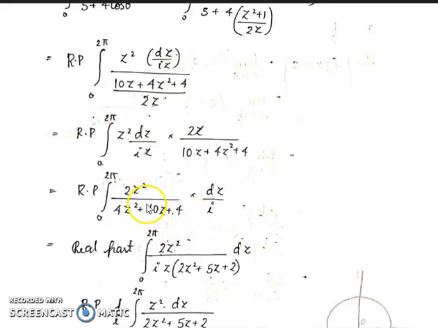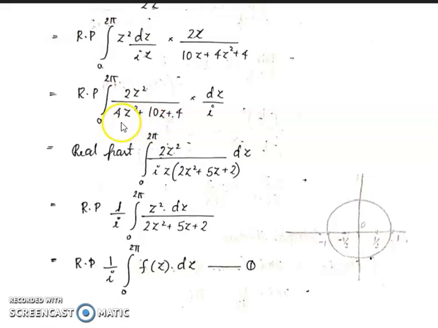Here can you cancel any more terms? Yes, I will simplify it further. From this you can take 2 as a common term. So this is not z, this is 2. 2 into 2, 5, 2. Now this 2 and this 2 will be eliminated. So you have only 1 by i, integral 0 to 2π of z square by 2z square plus 5z plus 2 dz.